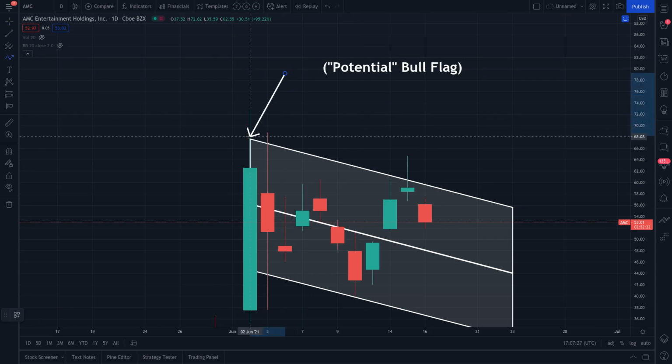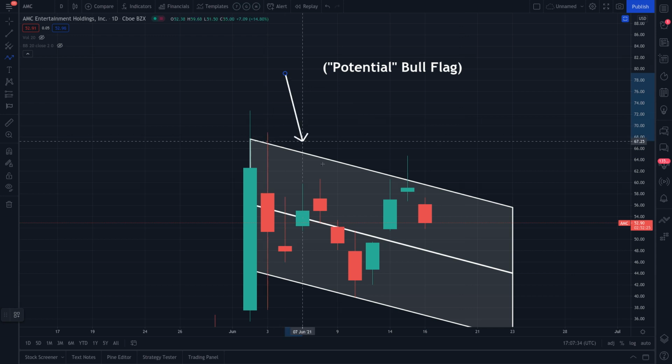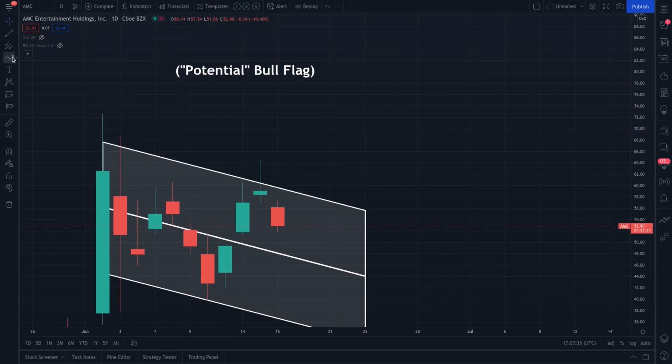So June the 2nd, 2021, we have a wick at the descending line here. Another wick, June the 3rd, descending line. I can't make this up. And recently, just yesterday, June the 15th, 2021, there's another wick at the descending line here.